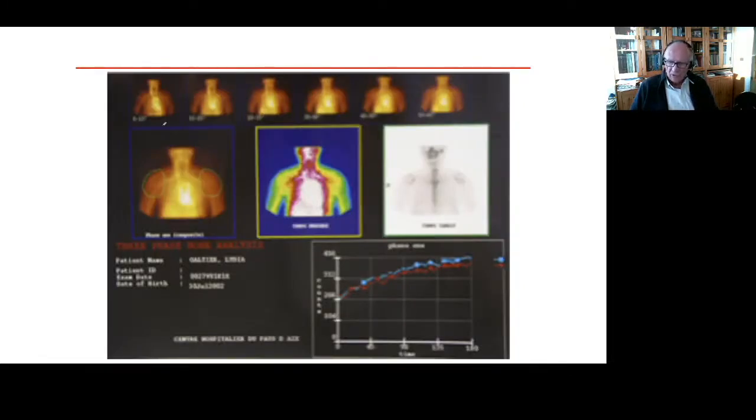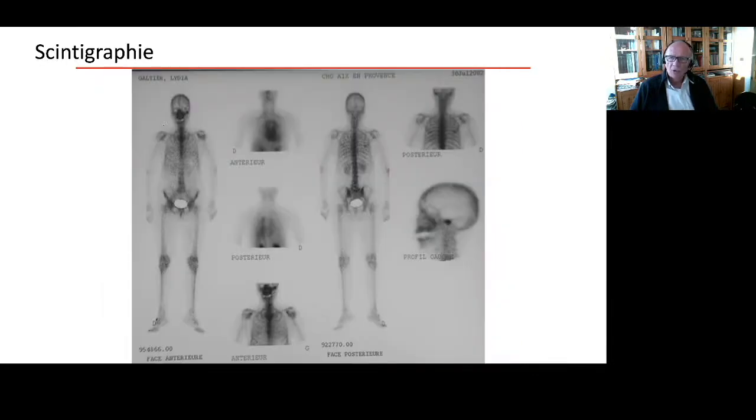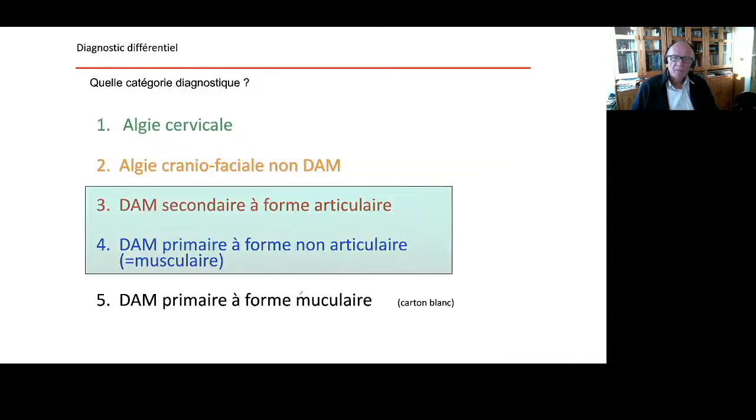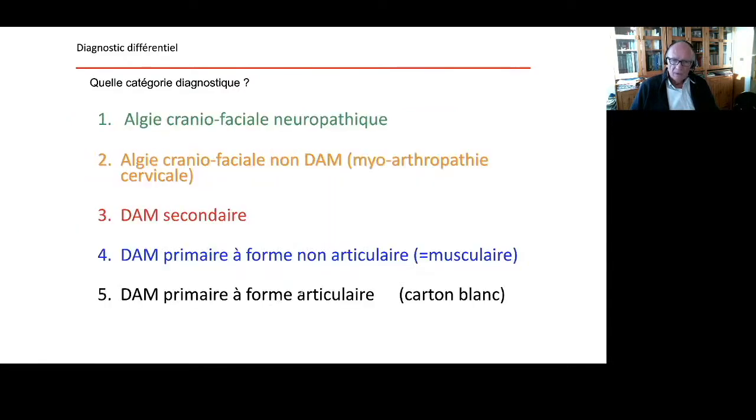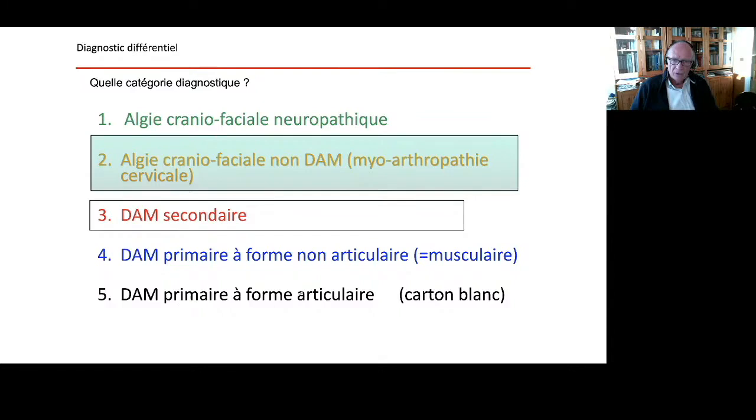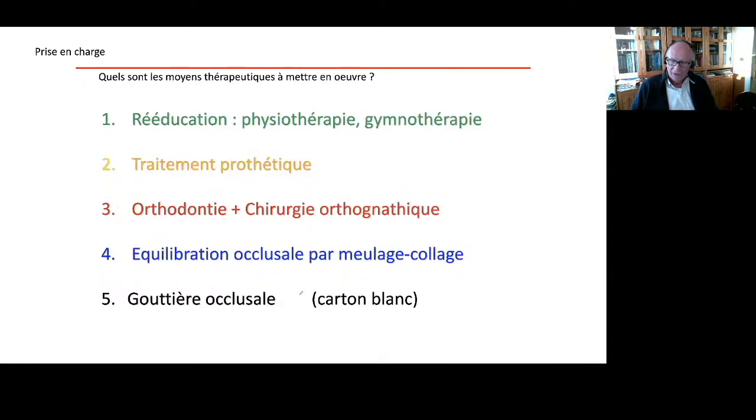The patient has another documentation with a scintigraphy, and we can see a spot of active inflammation on the left TMJ. Here also. I'm so sorry. Nobody? Okay.